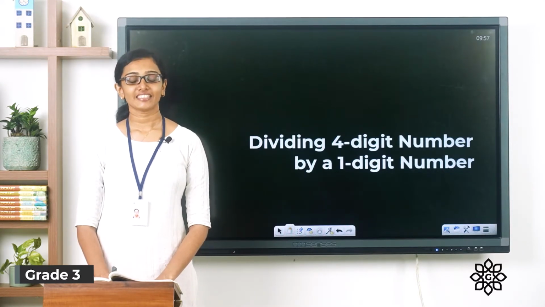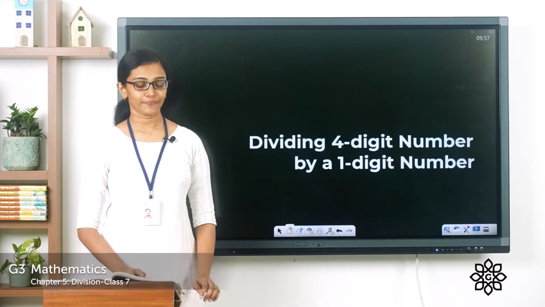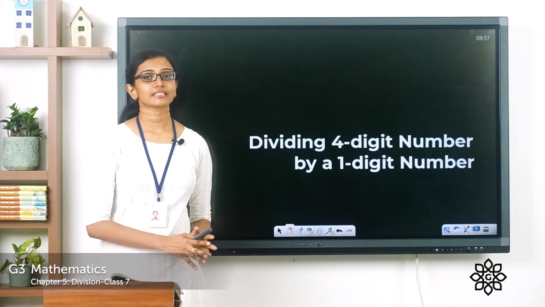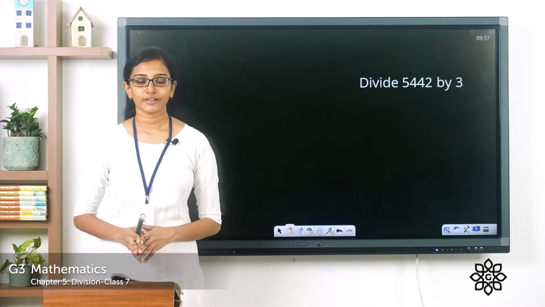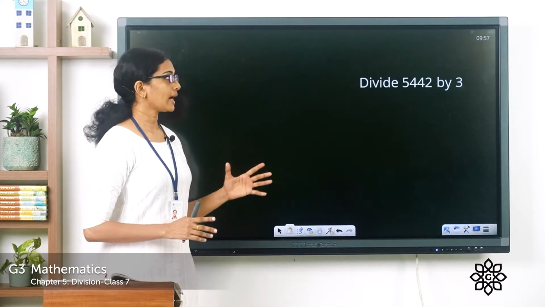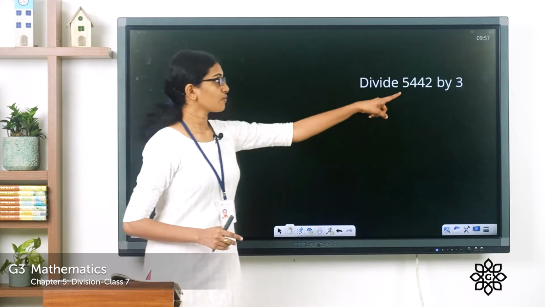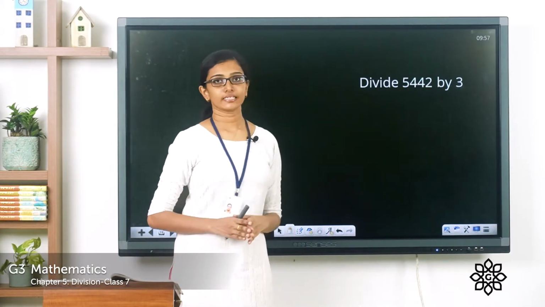So today let's learn how we can divide a 4-digit number by a 1-digit number. So all of you please take your maths textbook and the notebook. Now look at this question given here. Divide 5442 by 3. So we have a 4-digit dividend which has to be divided by a 1-digit divisor.